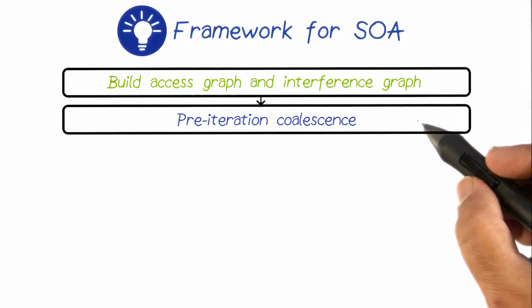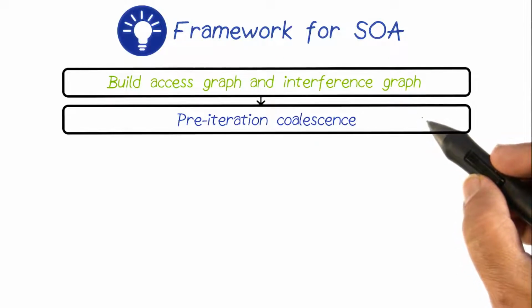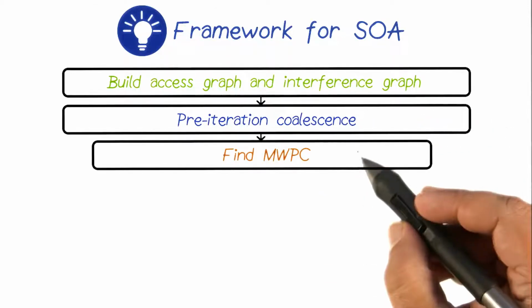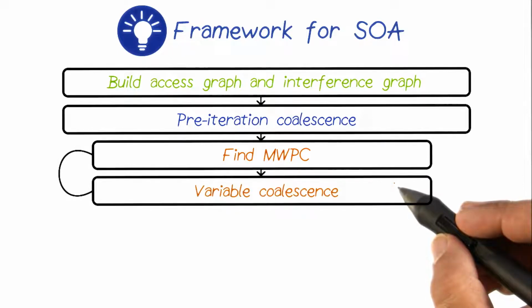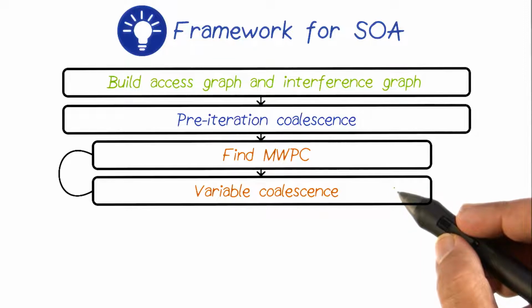Then it applies what we call pre-iteration coalescence, some kind of pre-processing to be done on this access graph to reduce its topology. We then go and run MWPC on this reduced graph. Then we experiment with different ways of doing the coalescence. Again, remember there are lots and lots of candidates for a given web to be coalesced with some other web. Whatever it doesn't interfere with is a candidate, and therefore we can try different ways of coalescing different webs.